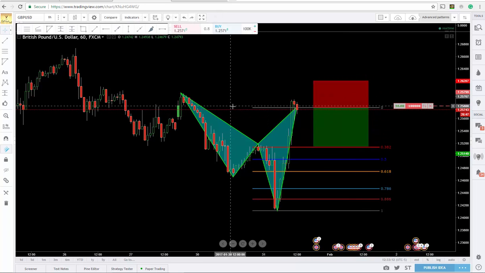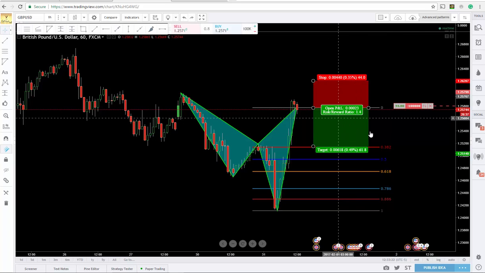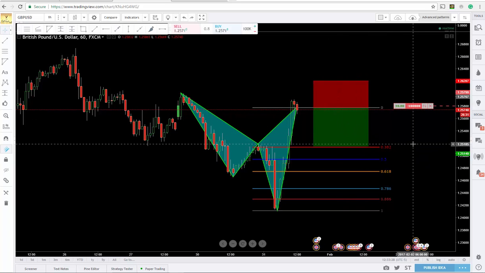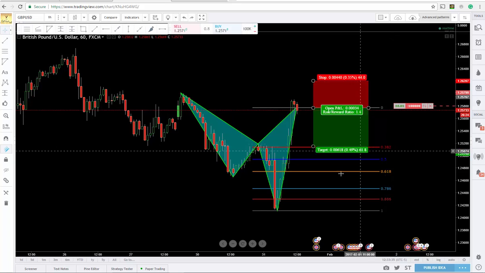But because we were able to get involved in this cipher pattern a little bit later, we actually now have a better risk reward at a 1.4 to 1. So I'll keep you guys updated as this trade plays out, and hopefully we'll push down from this cipher pattern entry and at least clip our first targets here at the 382 retracement.